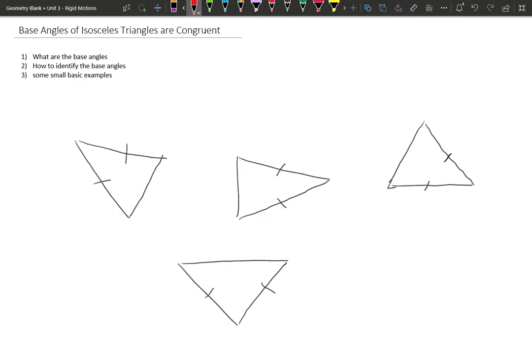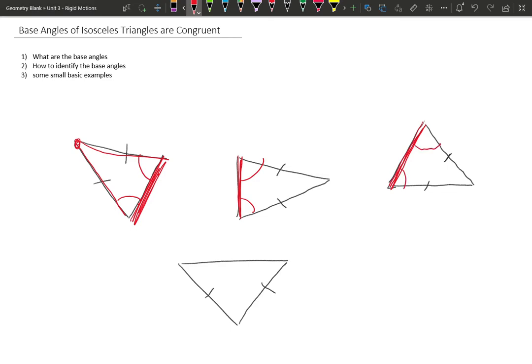So for the first triangle, what side is the base? Keep your eye on the two lines that are congruent. So that's the vertex. This side here is the base, meaning these two angles are congruent. Let's take a look at the next one. So where's the base? Hopefully you could see that this is the base. So these are the two base angles. Where's the base for this one? It's right over here. So that means these two angles are congruent.